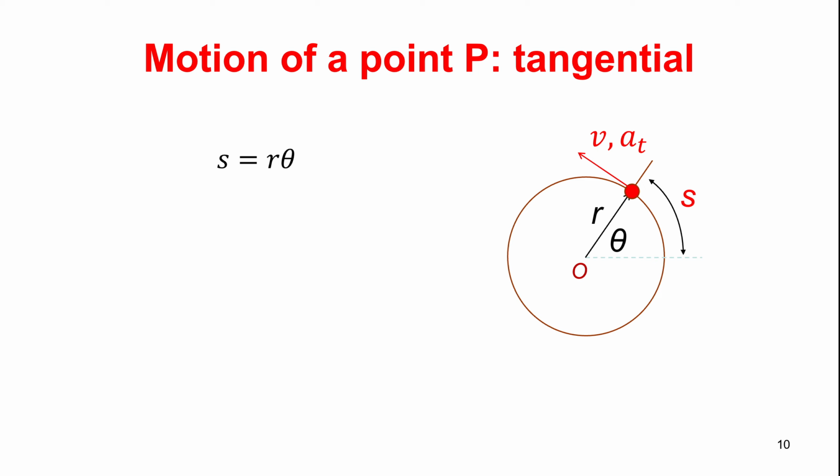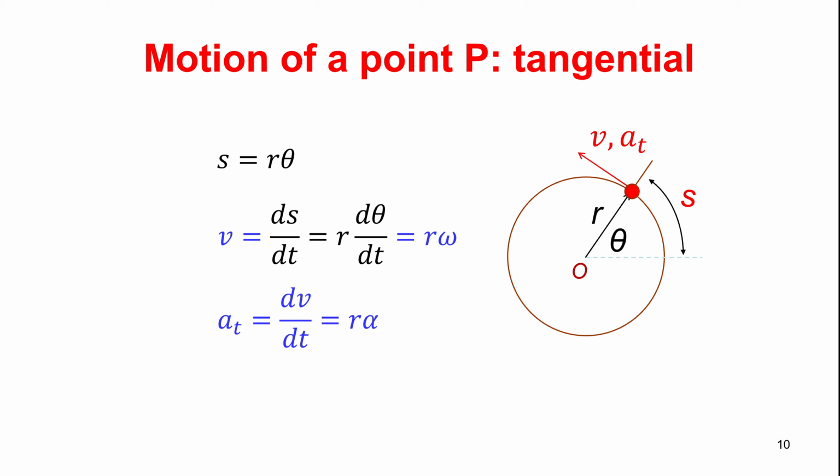So linear displacement is equal to the radius multiplied by the angular displacement. Based on this definition, we can relate the angular velocity and the linear velocity to each other. Linear velocity is the derivative of path with respect to time. Angular velocity is the derivative of angular displacement with respect to time, which means that our linear velocity is equal to radius multiplied by the angular velocity.